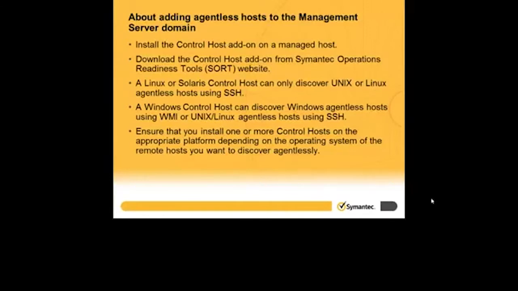A Linux or Solaris control host can only discover Unix or Linux agentless hosts using SSH. A Windows control host can discover Windows agentless hosts using WMI, or Unix or Linux agentless hosts using SSH. Ensure that you install one or more control hosts on the appropriate platform depending on the operating system of the remote hosts you want to discover agentlessly.